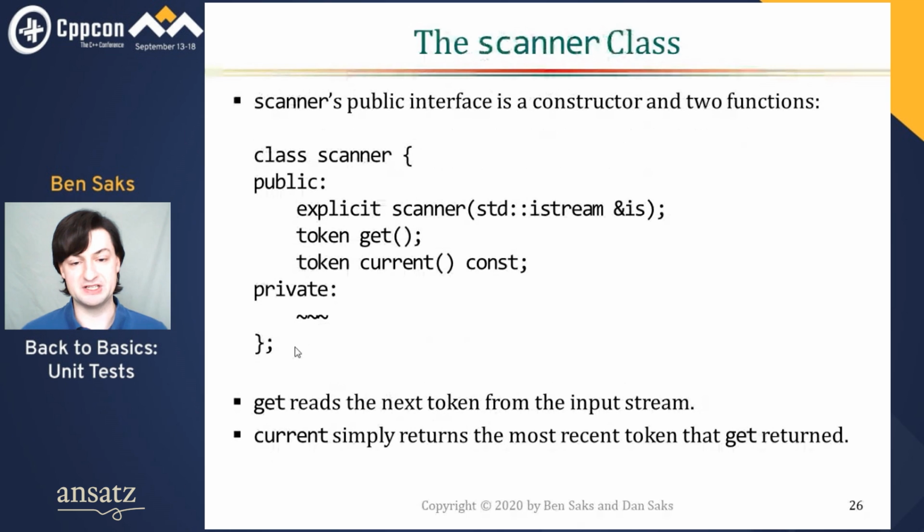Scanner's public interface is just a constructor and two functions. The constructor sets up the scanner to use a particular input stream. Get reads the next token in the input stream. Current is just a way of fetching the last value that get recently returned. So once you call get once, if you keep calling current after that, it'll return the same thing that get returned initially. Once you call get again, it will move on to the next token, and current will then start returning that token instead.